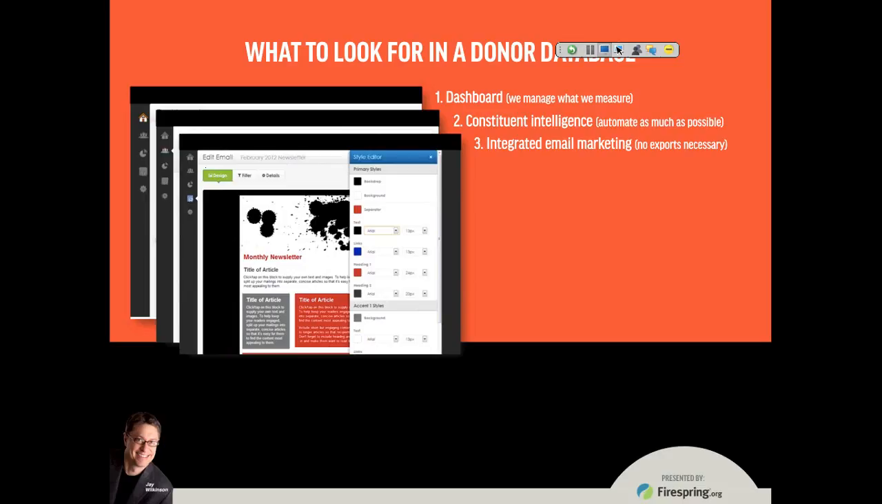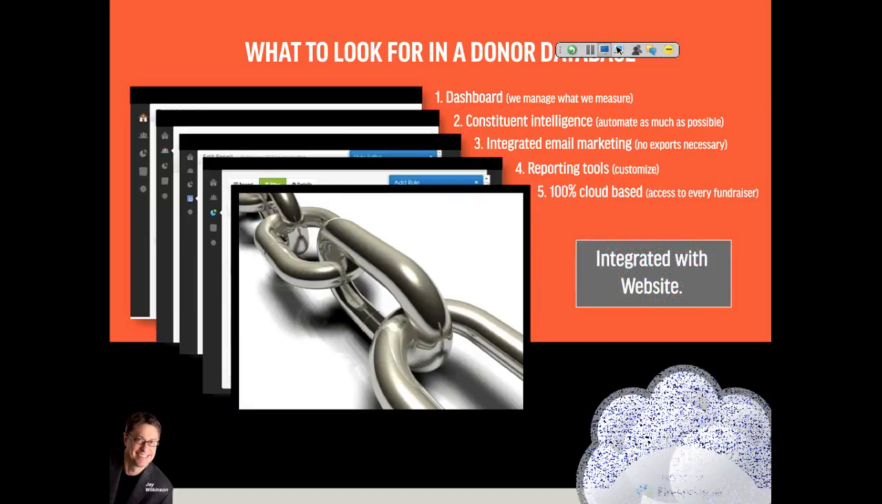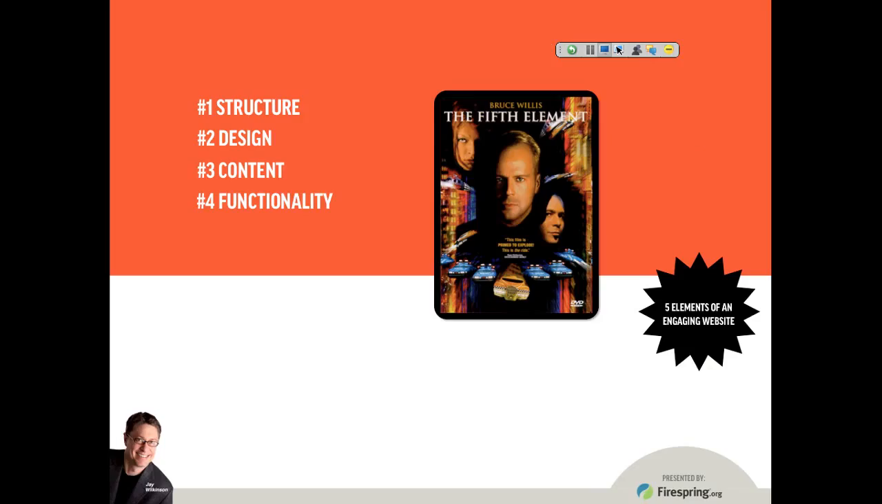Make sure that the tool has email marketing integrated in so you don't have to import and export data out and in all the time, and that it has simple and easy to use reporting tools so you can customize reports that fit your style and fit the kind of reports that you need as an organization. And then lastly, it should be 100% cloud-based, totally integrated into the website so that people coming to your website, for example, automatically have that data moved over to your donor database tool. You don't have to go in and manually enter everything and create all this duplicity and this extra work.